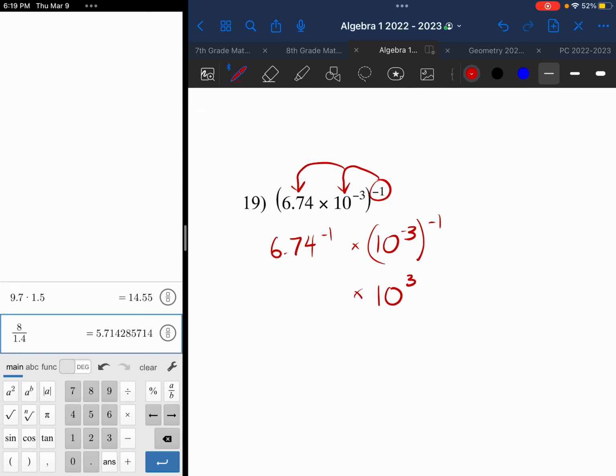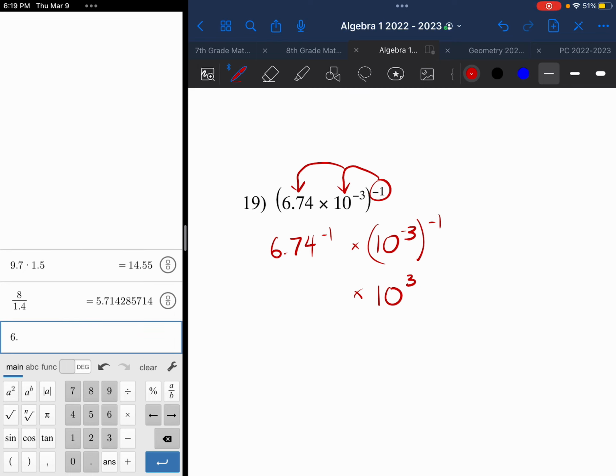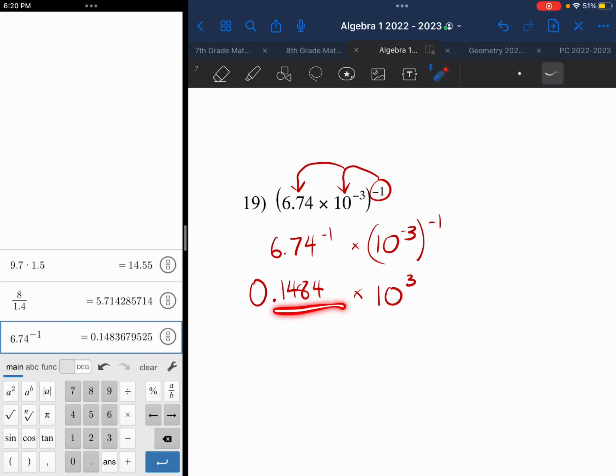And then over here, I don't know what that is, so I use a calculator. I'm going to say this is going to be 6.74 to the power of negative 1. And I get this decimal, 0.148. I'm going to round that 3 up to a 4. And you might be wondering, Mr. Sindel, why did you do 4 decimal places instead of 3? Because I can look into the future. I know I'm about to move that decimal place 1 to the right, and I'll have 3 decimal places after I move my decimal place.